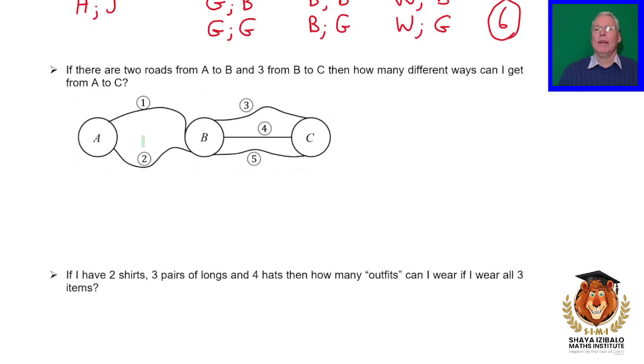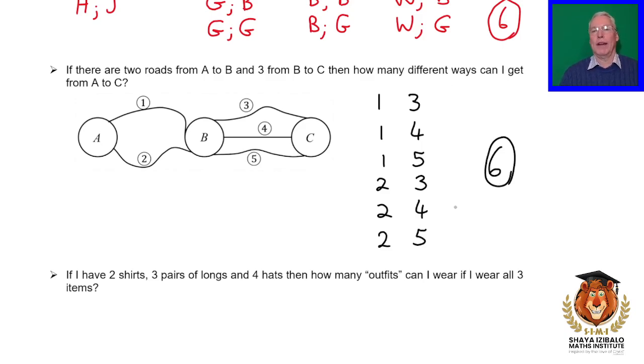Now this next one, there are 2 roads going from A to B, and then 3 roads going from B to C. And the question asks, how many different ways can I get from A to C? So one option is to take road 1 and then road 3. But we could take road 1 and then road 4, or road 1 and then road 5. Or we could take road 2 and then road 3, road 2 and then road 4, road 2 and then road 5. If we count all of those up, you'll see that there are in fact 6 again. 2 roads and 3 roads, 6.